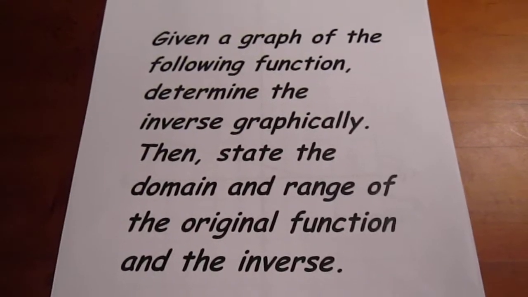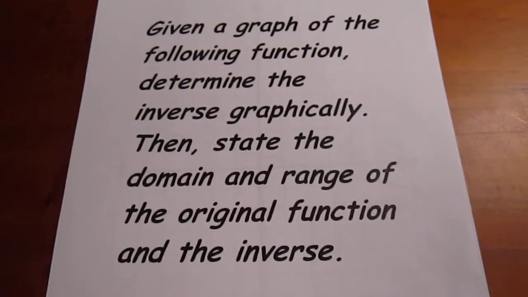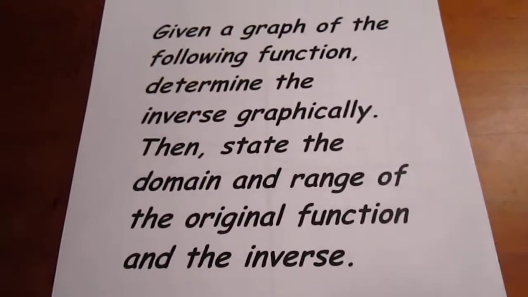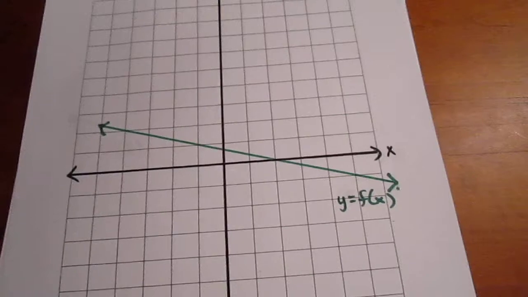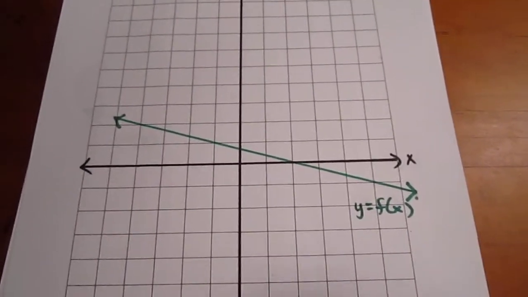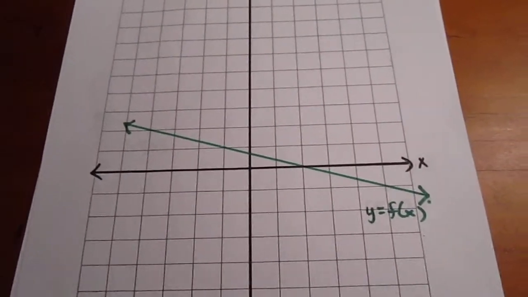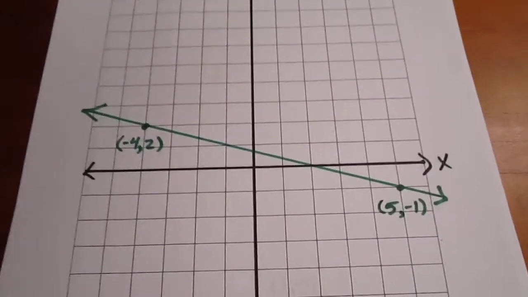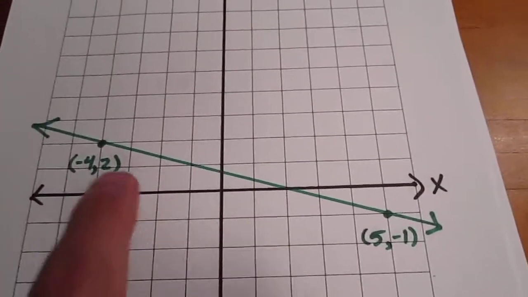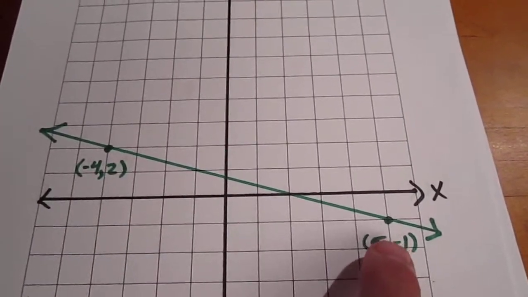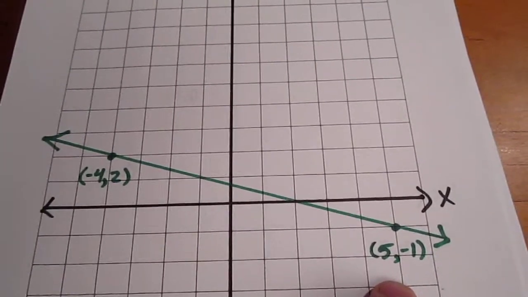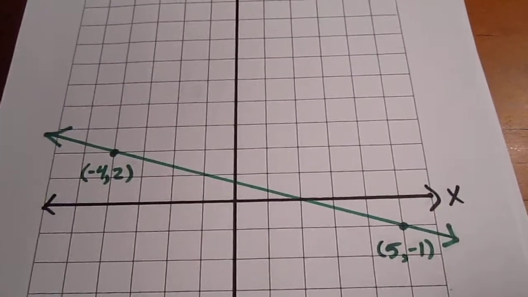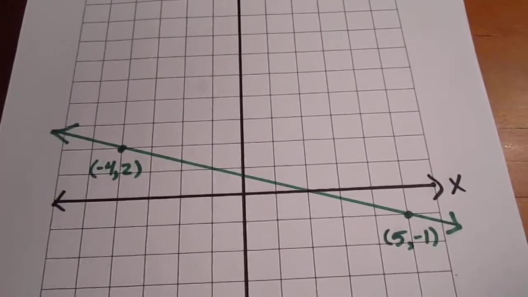In our next question, we're given a graph of a function and asked to determine the inverse graphically. Well, in this next question, our function is linear. So, in order to graph it, it is convenient to have 2 points on the straight line. We choose (-4, 2) and (5, -1). We know from experience that in order to accurately graph a straight line, we only need those 2 points.